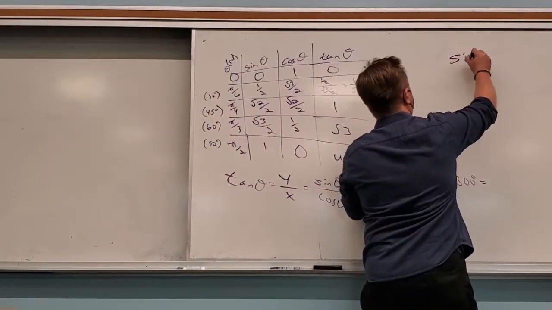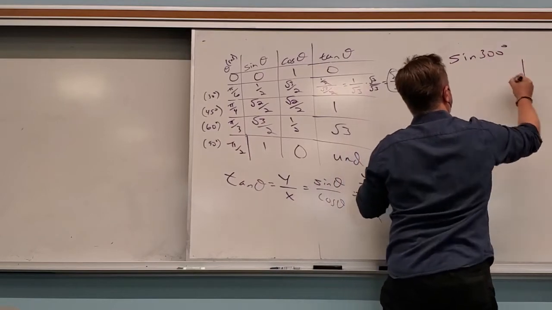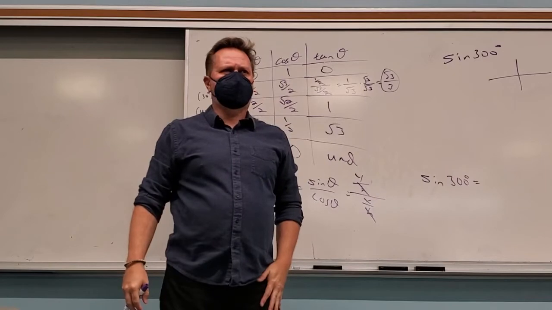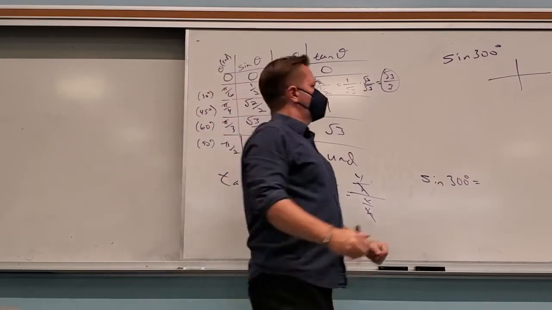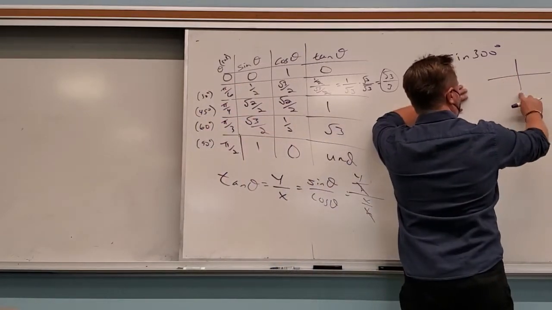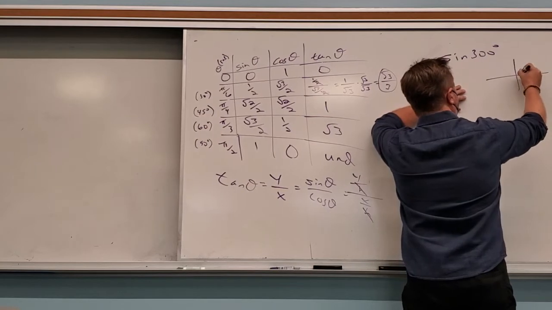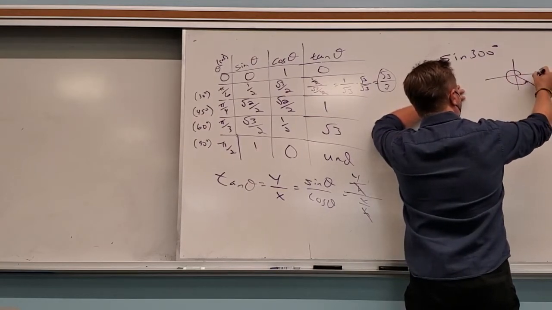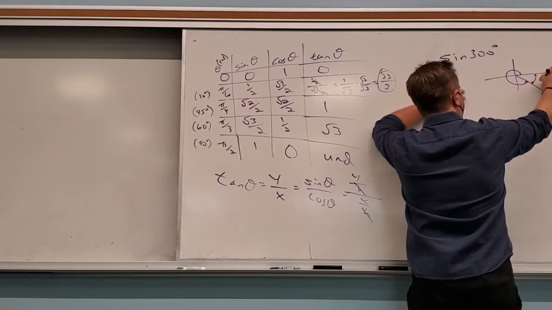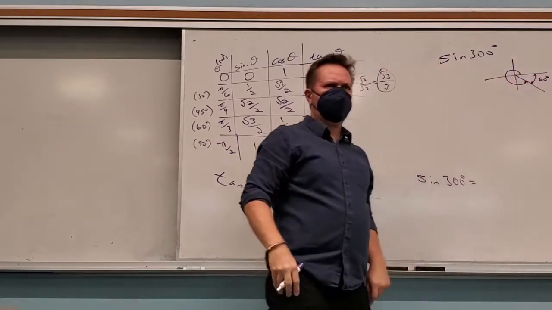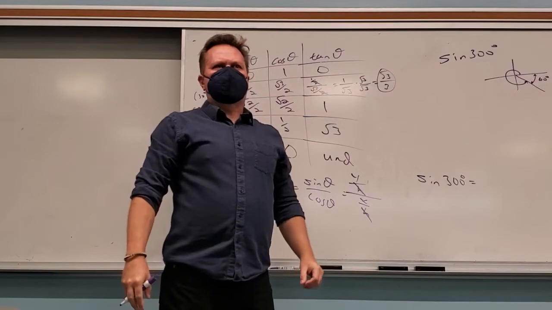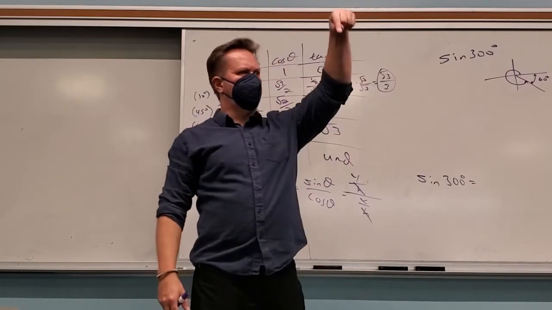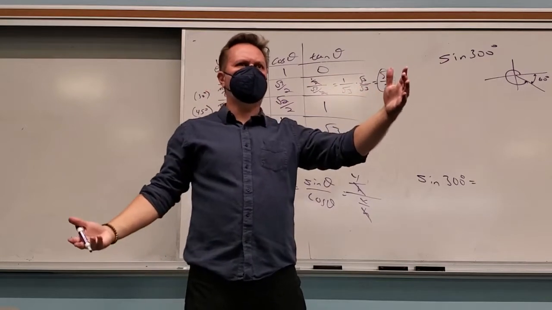So sine of 300. When I draw that, where am I? Fourth quadrant, because I'm past 270, right? How shy of the x-axis am I? 60, because it's 360 total. Will sine be positive or negative there? Negative, because it's where y is negative, sine likes y.